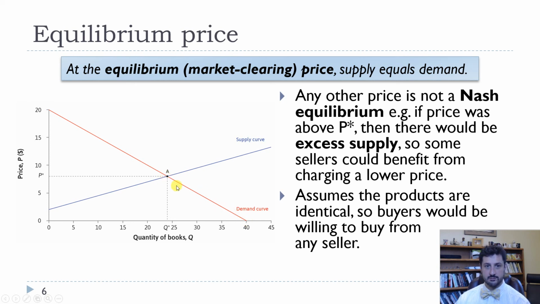Now, there are still some buyers down here who are only willing to buy for less than P star. They don't actually find a book at that price because that's below the market price. And there are some sellers up here who are willing to sell only above the equilibrium price P star. They don't find a buyer, but at P star, Q star, every buyer who's willing to pay that price finds a seller. That's the equilibrium market clearing price, where there's no excess demand and no excess supply.